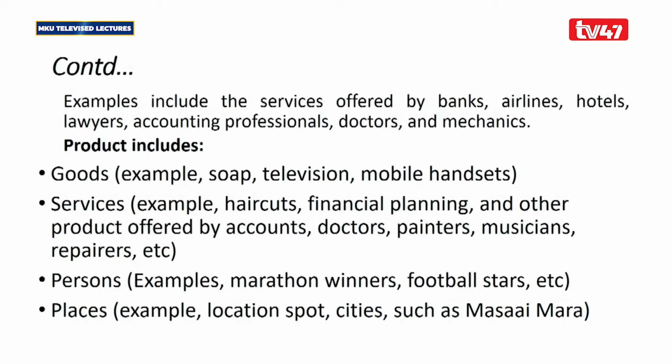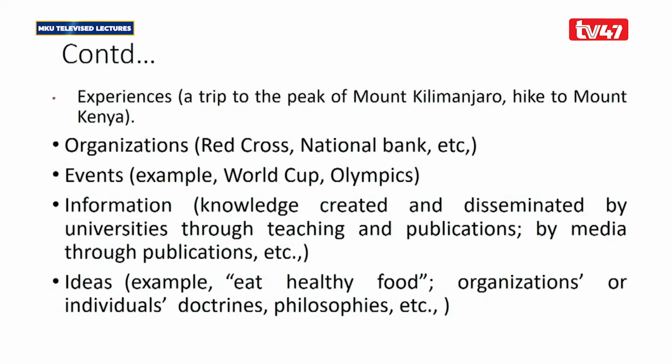Also there are persons, for example marathon winners, football stars and players, musicians. These are persons. You can even advertise or market persons. Also there are places, for example a city like Masai Mara, a place like Kinangop. You can also market places. And to proceed, there are also experiences. You can market experiences like hiking Mount Longonot or even Kilimambogo.